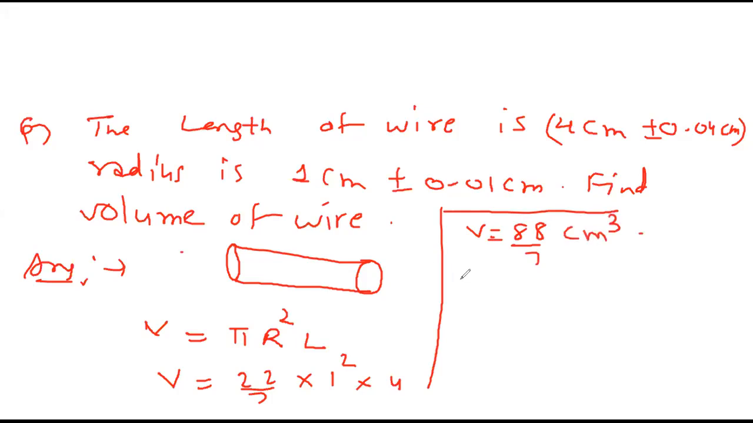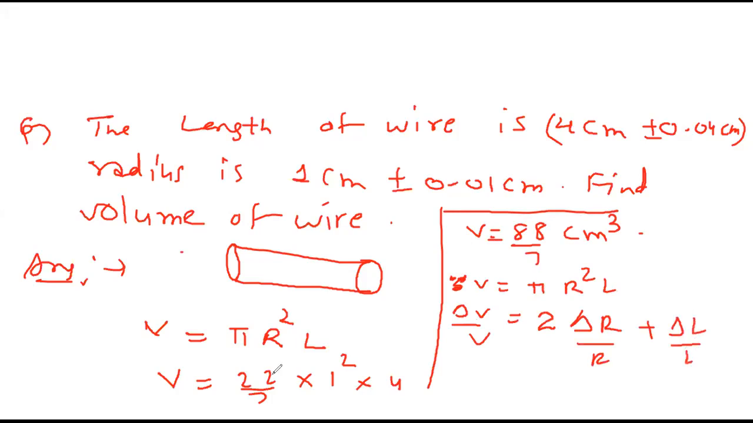Now for error, since V is pi r square L, so delta V upon V. So see, pi is constant. So don't write this as delta pi upon pi. Constant में error नहीं रहेगा, so don't write this. Now power becomes multiplier. Delta R upon R plus delta L upon L. So delta V upon V, at the end I am substituting the values.